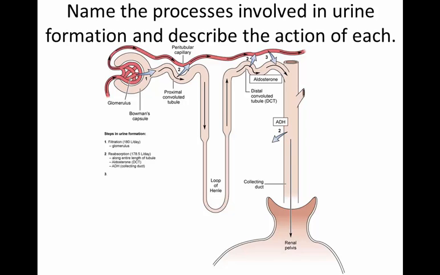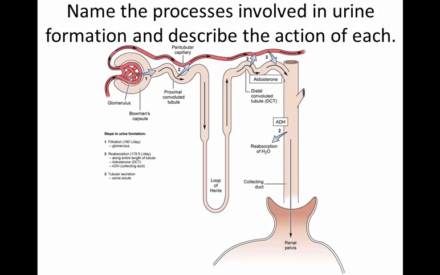ADH, which stands for anti-diuretic hormone, sounds like a mouthful, but anti meaning against, and diuretic meaning urine formation. This is the hormone that is against urine formation. And so what it is involved in is actually the reabsorption of water from the collecting ducts back into the peritubular capillary network.